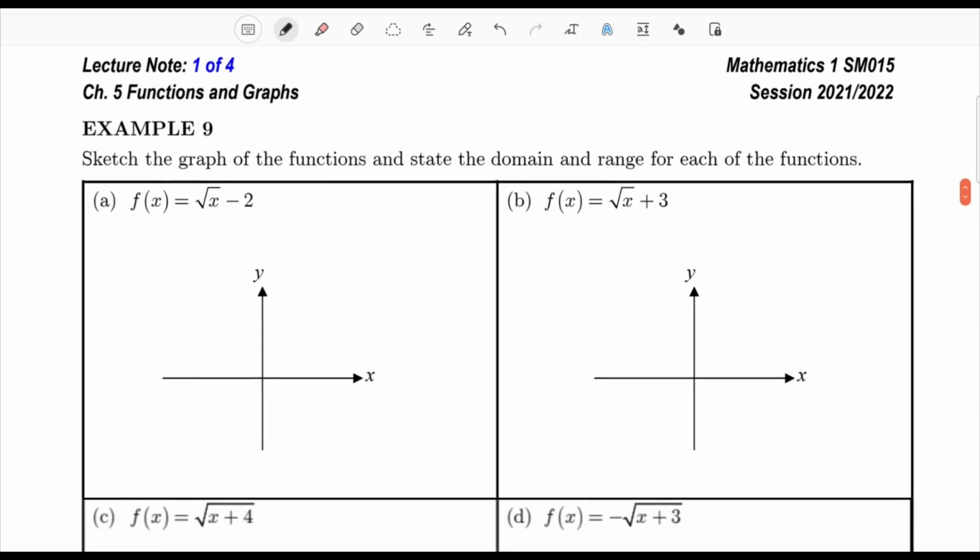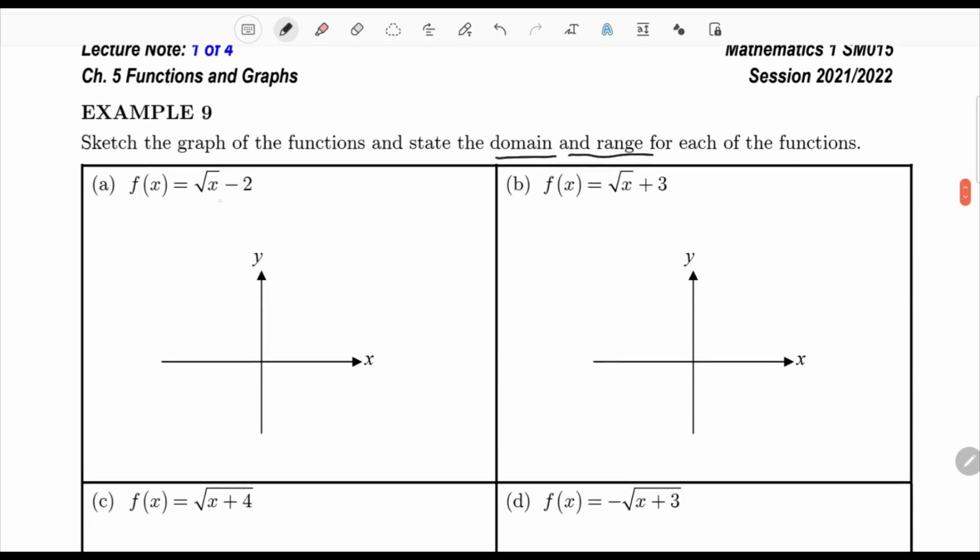Look at example 9. Sketch the graph of the functions and state the domain and range for each of the functions given. Right, A. f(x) equals square root of x minus 2. So here, you see that this is positive, so this is also positive. Here minus 2, meaning it goes down by 2 units.